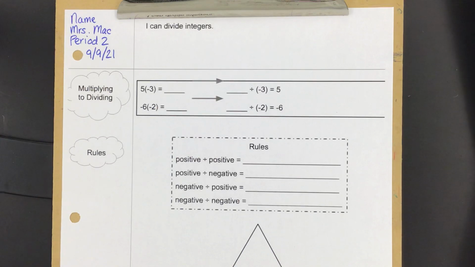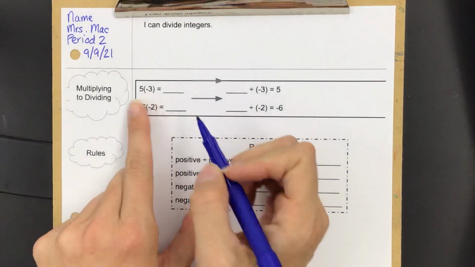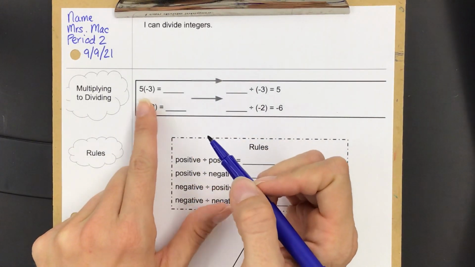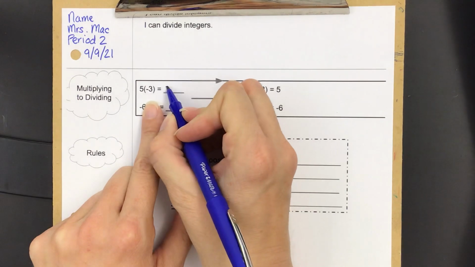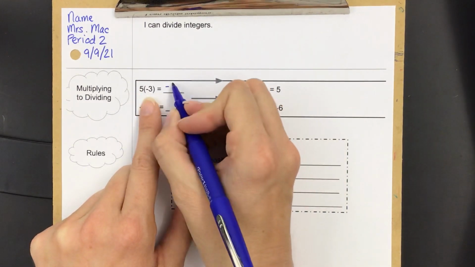All right, so let's take a look at the top here. A spoiler alert is that dividing integers follows the same rules as multiplying integers. I'm going to show you why here first, okay? We already know from yesterday that a positive times a negative is going to be negative, and 5 times 3 is 15.